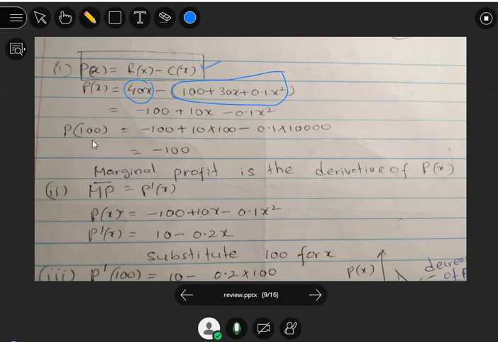Then we can obtain this as our profit function. Then it is asked to find the value of the profit function when x is equal to 100. So you need to substitute 100 into this profit function, then you can obtain this value. So it is negative 100.